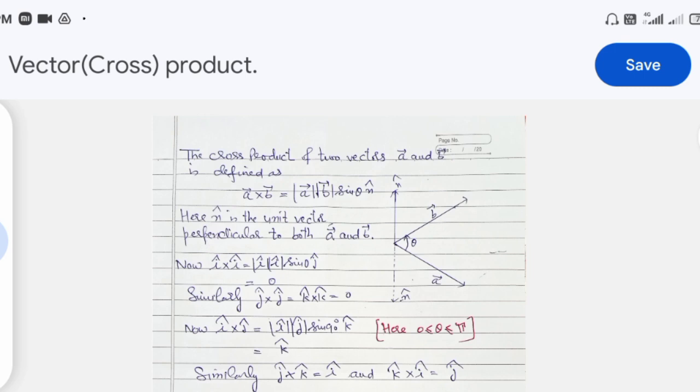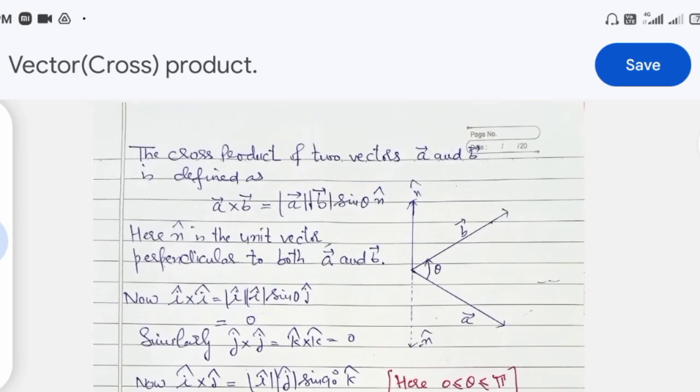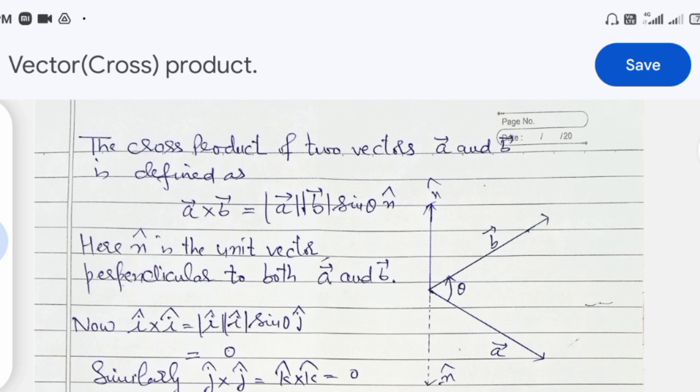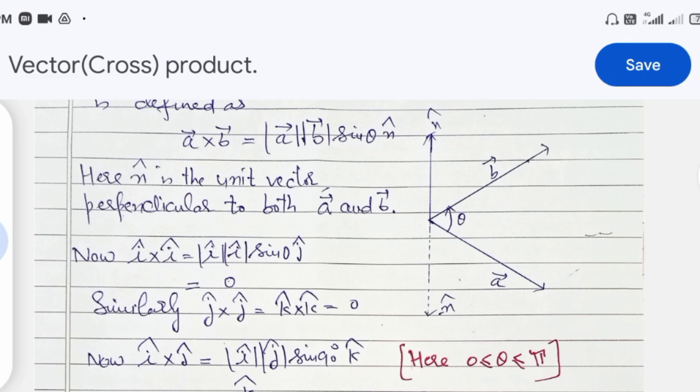Today we will discuss what is the cross product or vector product of two vectors. The definition is: the cross product of two vectors A and B is defined as vector A cross vector B is equal to mod of vector A into mod of vector B into sin theta into a unit vector n. Here n is the unit vector perpendicular to both A and B. This is the n unit vector which is perpendicular to both A and B.